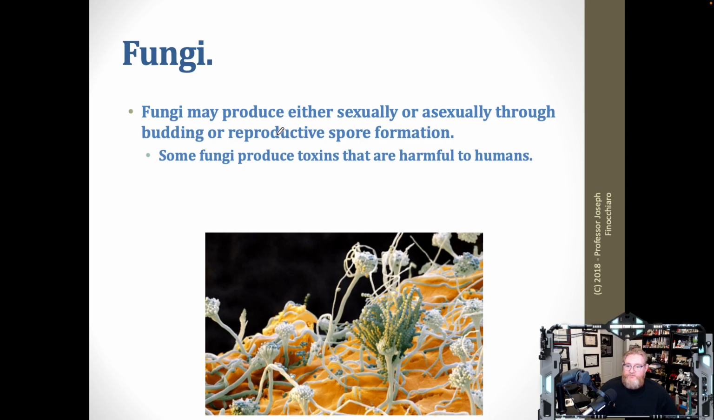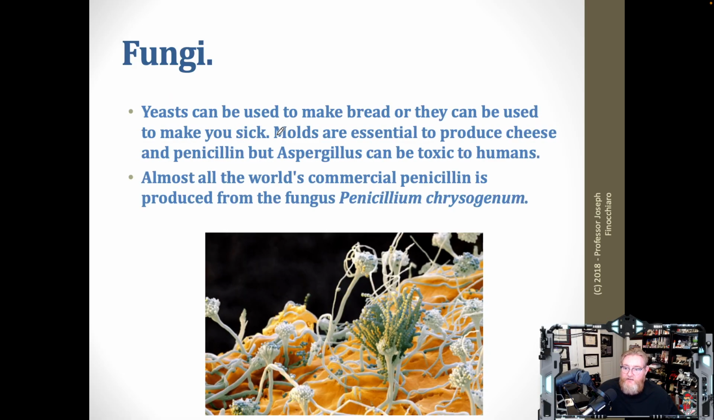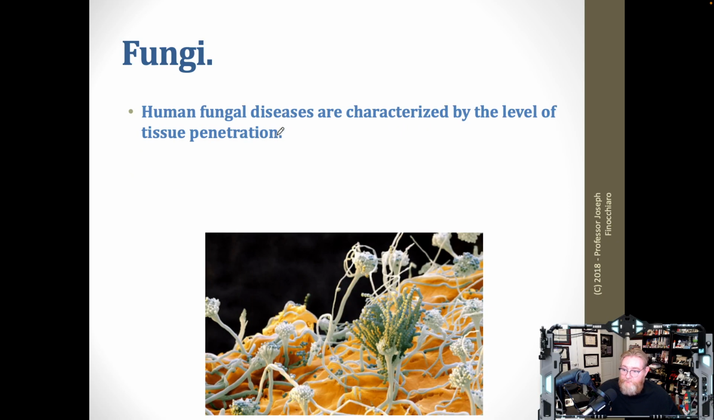Fungi may reproduce either sexually or asexually through budding or reproductive spore formations, and some fungi produce toxins that are harmful to humans. Yeast can be used to make bread, or they can be used to make you sick. Molds are essential to produce cheese and penicillin, but aspergillus can be toxic to humans. Almost all the world's commercial penicillin is produced from the fungus Penicillium chrysogenum.